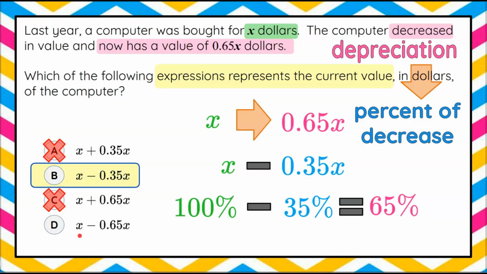We know that it wouldn't be this one because we're not going to take what we paid for it and subtract what it's worth now. To know what it's worth now, we need to take what we paid for it and subtract the amount of decrease. So answer choice B. Whole, we paid 100%, and it decreased by 35%.